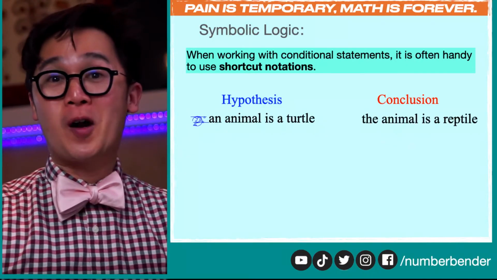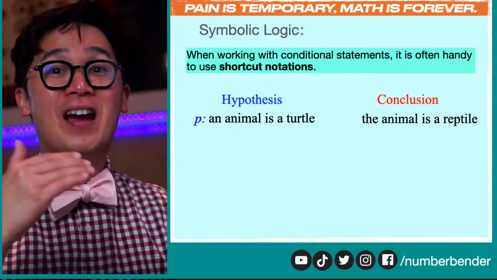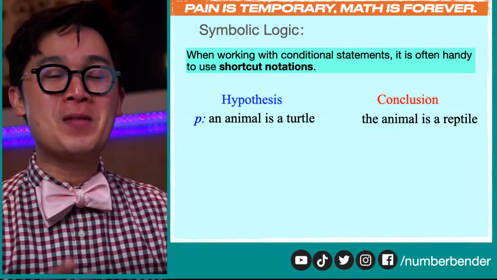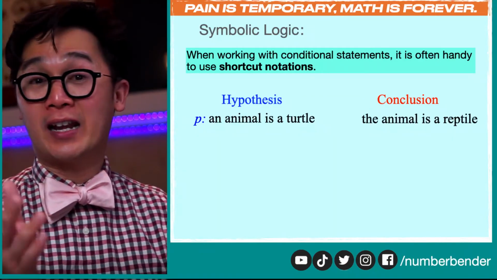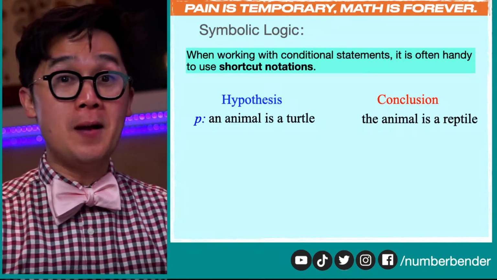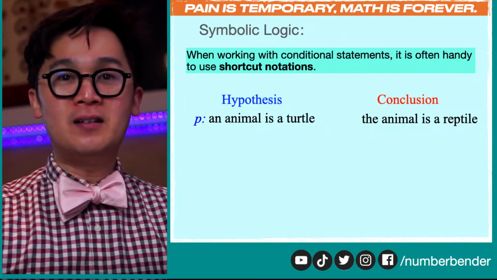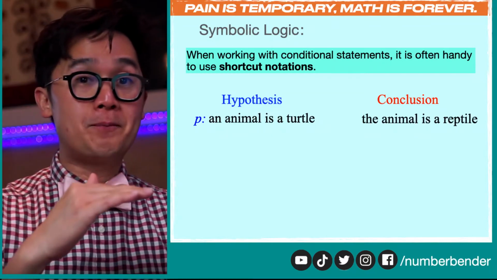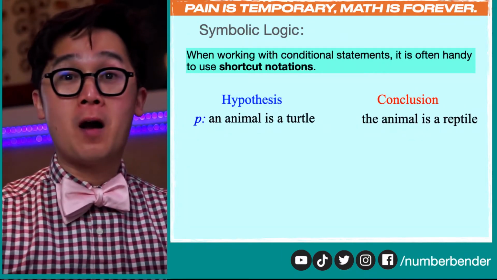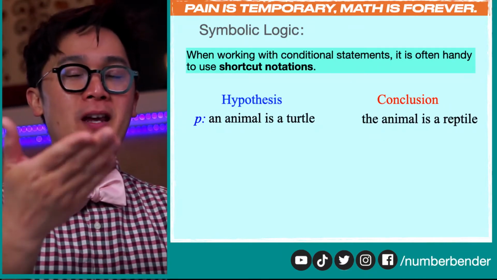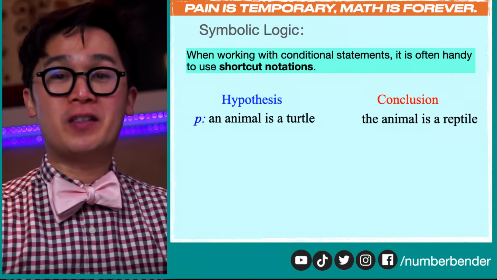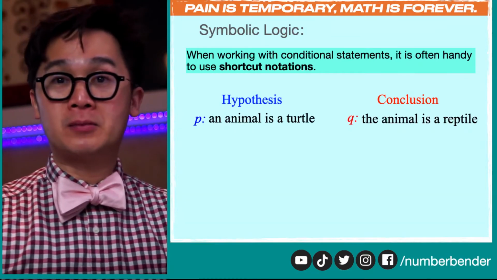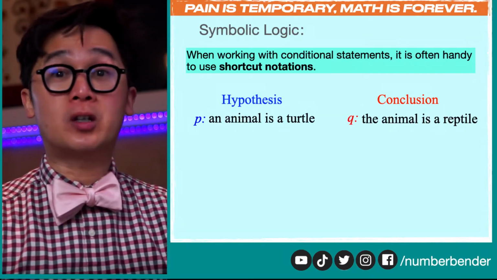To form an if-then statement using a shortcut or a notation, we will assign variables just like how we use variables in algebra. But this time, the letter is not equal to an algebraic expression or a numerical value, but to words, some phrases. So an animal is a turtle will be our P, and the animal is a reptile will be our Q, or our conclusion.